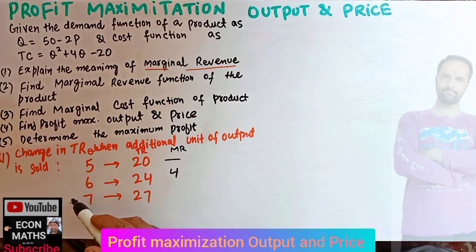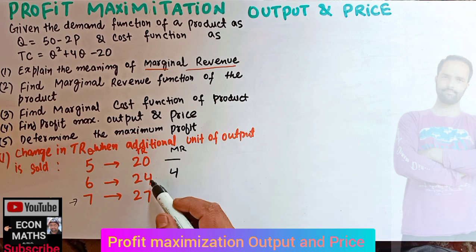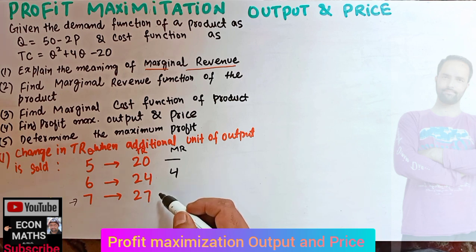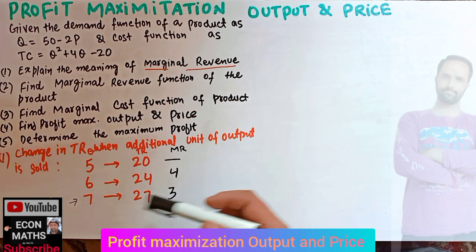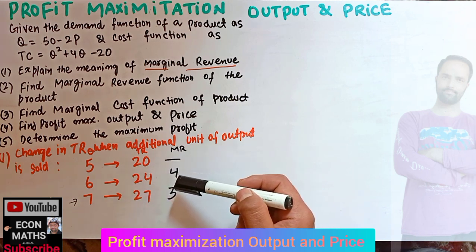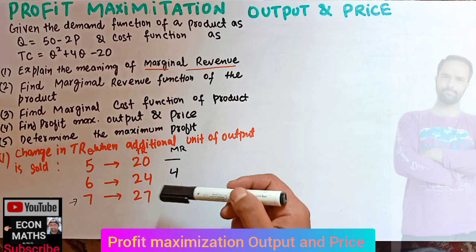Similarly, when we sell 7 units, total revenue is $27. Then what is the marginal revenue of the 7th unit? It is simply the total revenue of 7 units minus the total revenue of 6 units. So 27 minus 24 is 3. So marginal revenue shows us the increase in revenue that results from the sale of an additional unit of output.